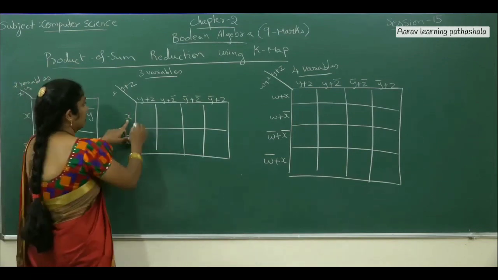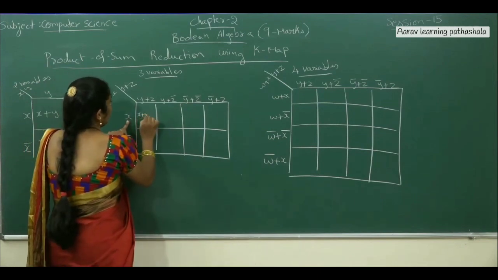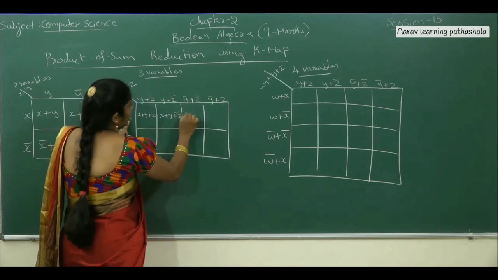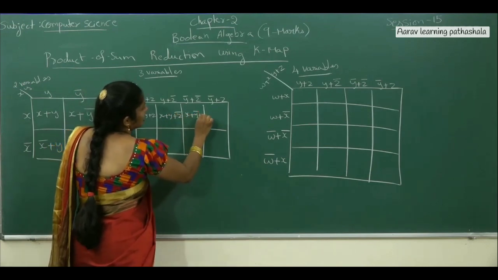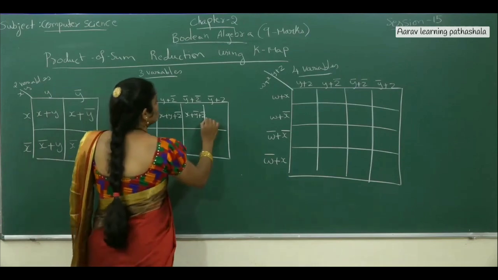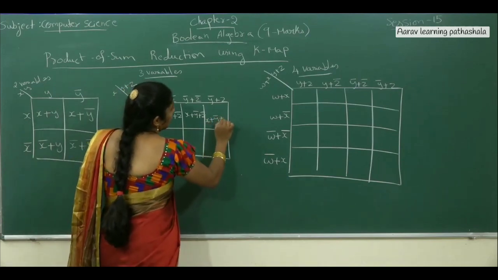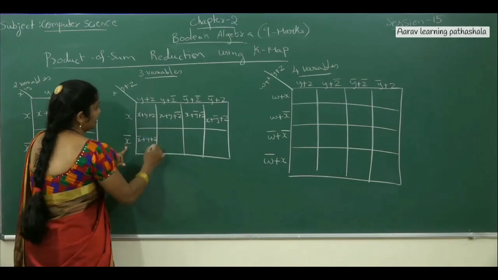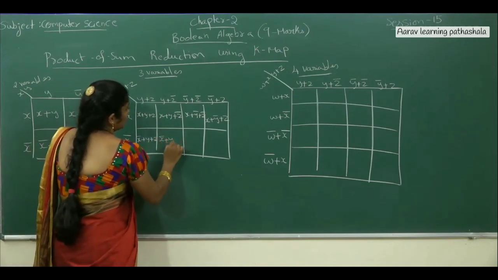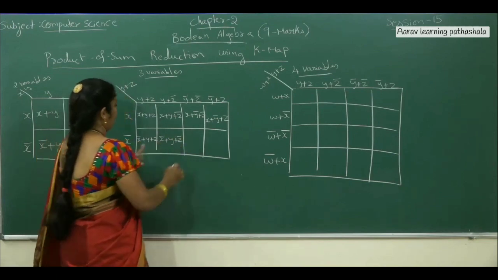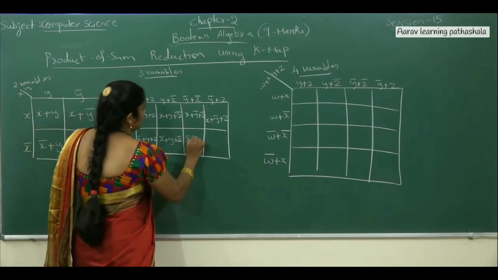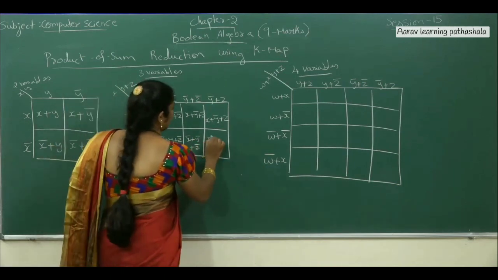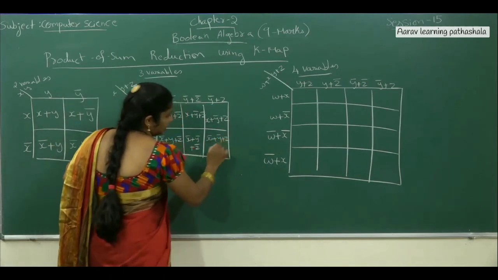For 3 variables: x plus y plus z, x plus y plus z bar, x plus y bar plus z bar. Next, this cell represents x plus y bar plus z, whereas here x bar plus y plus z, x bar plus y plus z bar, x bar plus y bar plus z bar, x bar plus y bar plus z.